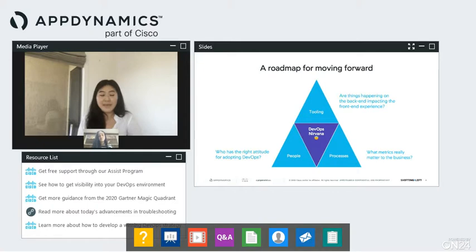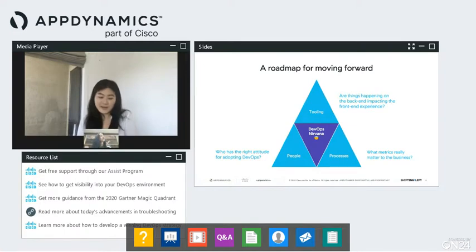And then, as I mentioned, after that, you can start thinking about how you can automate different steps of your process and automate operating models to become more efficient. So again, the triumvirate of people, processes, and tooling, that's how you achieve that center part of DevOps Nirvana.